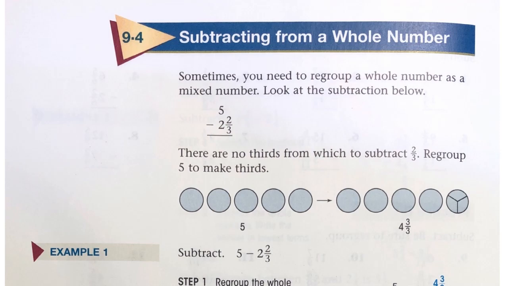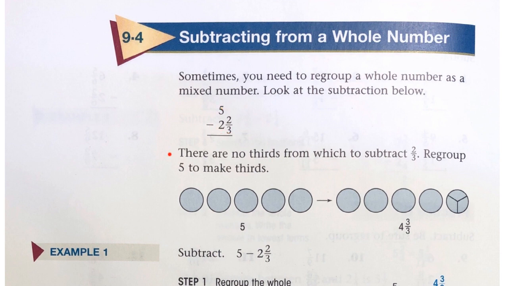Basic Math, Chapter 9, Section 4. Subtracting from a whole number. Sometimes you need to regroup a whole number as a mixed number. Look at the subtraction below. 5 take away 2 2/3.